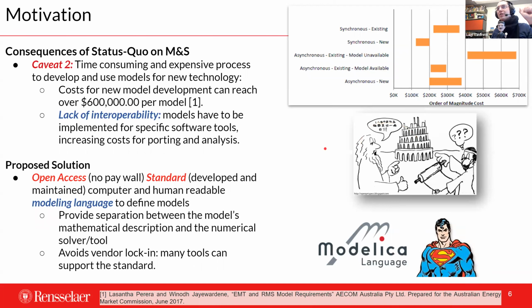Now, the proposed solution is to use open access. That means no paywall. That means I'm not going to have to pay the IEEE $5,000 for a PDF where all of the utilities participated in the development of it. Same thing with UL, same thing with IEC. Having open access standards will give us the speed of development equivalent to that of the internet.